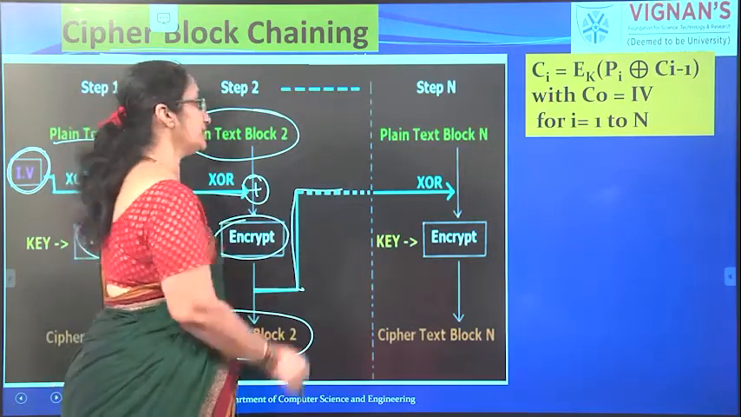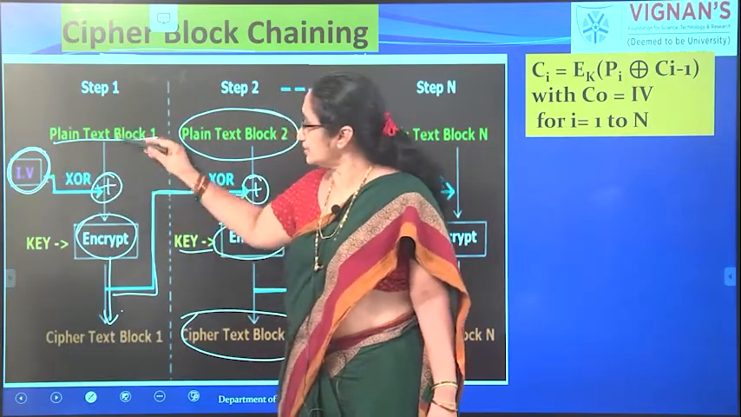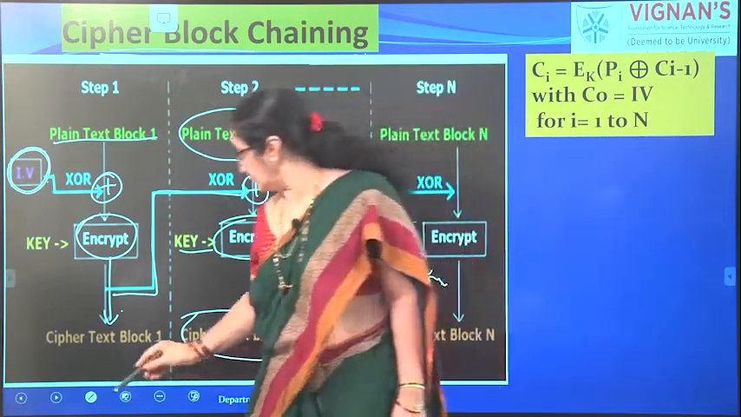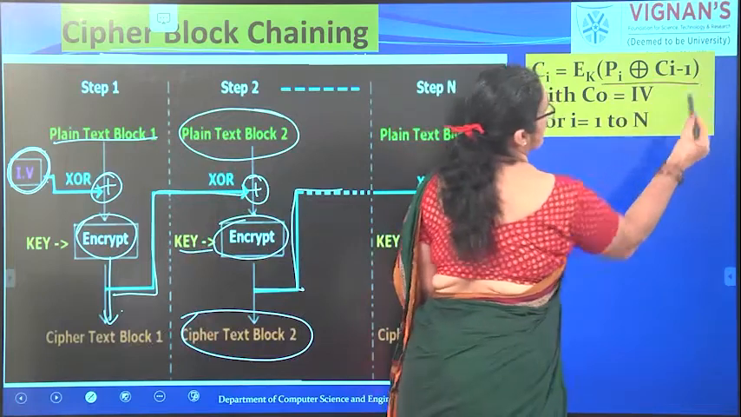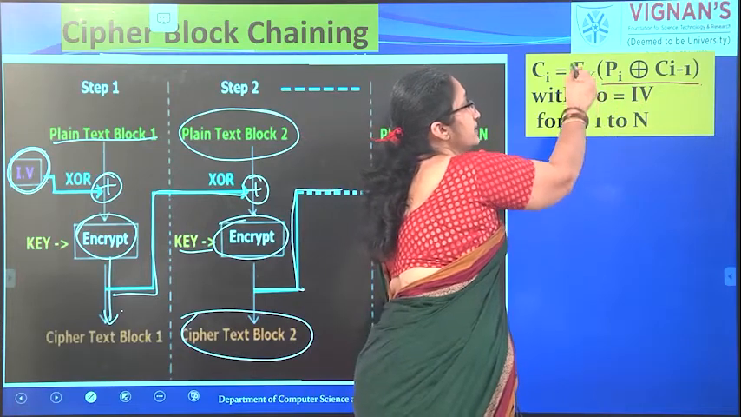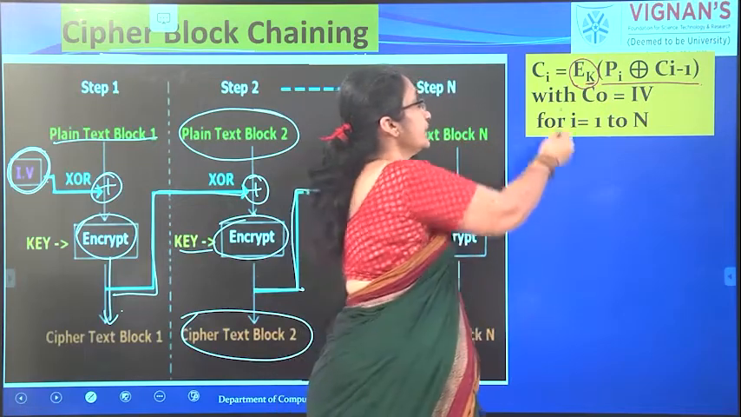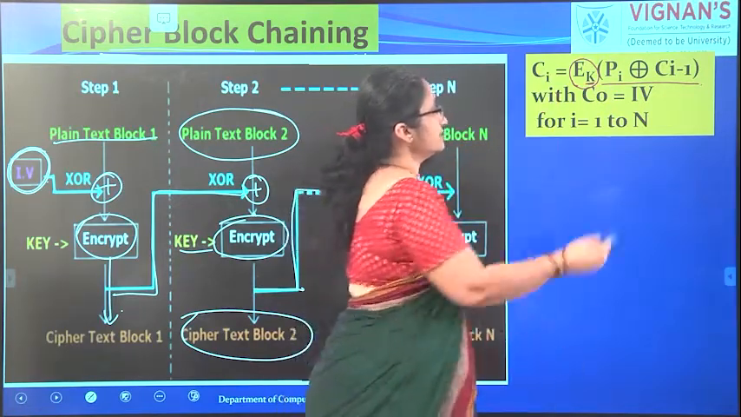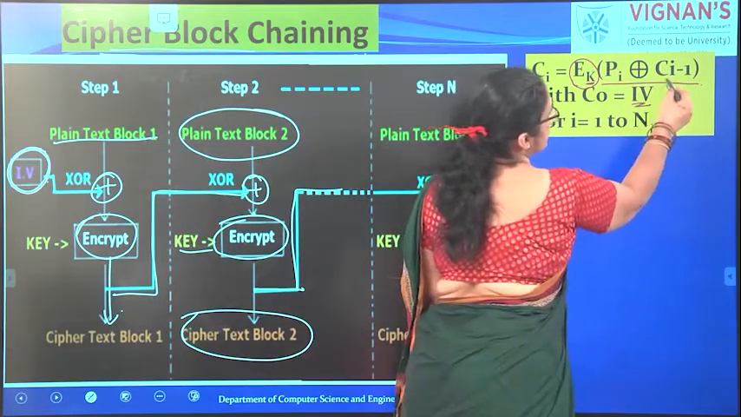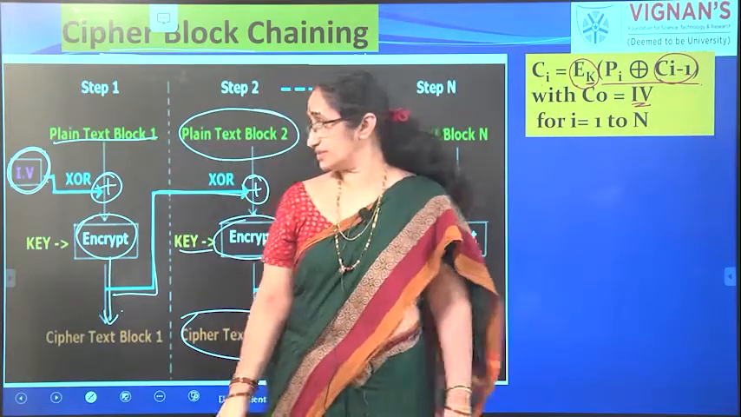So let us see the notation here, what we have done. First we have the initialization vector. We are XORing the initialization vector with the plain text, and next you are encrypting that data using the key K, and you are getting the ciphertext. That is, in the first round you are using the initialization vector, and in the next rounds you are using the ciphertext of the previous round to XOR it with the plain text.